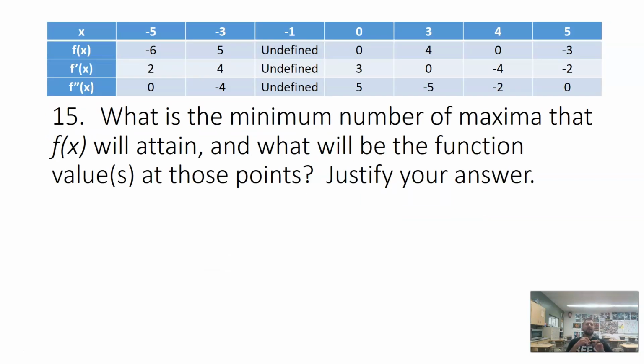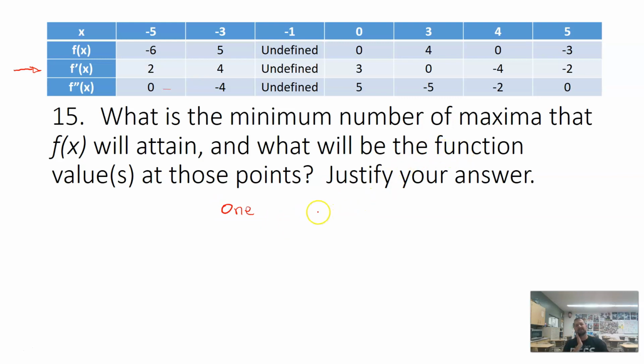All right, so now we're moving on to the table problems. So number 15 says, what is the minimum number of maxima that f of x will attain? Well, we talked about this before, but remember, anytime we're looking for a maximum, what we're saying is that the first derivative has to change from a positive value to a negative value. So I go hunting for that, and I see that at x equals 0, it's positive. At x equals 4, it's a negative number. So I see that there will be at least one of those, and this question's actually wrong.